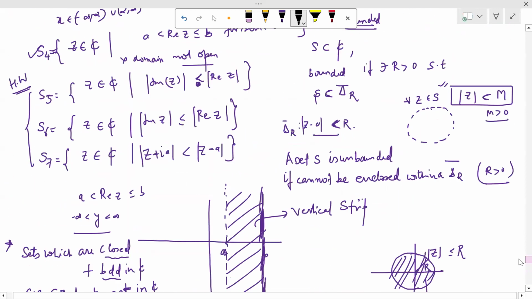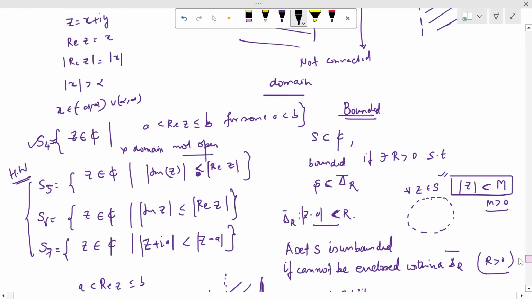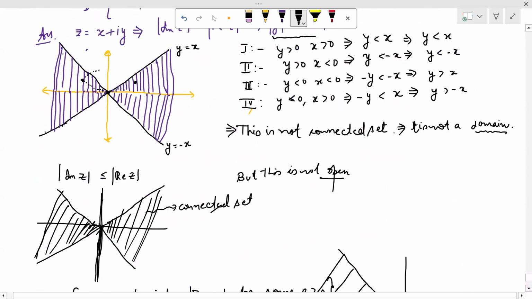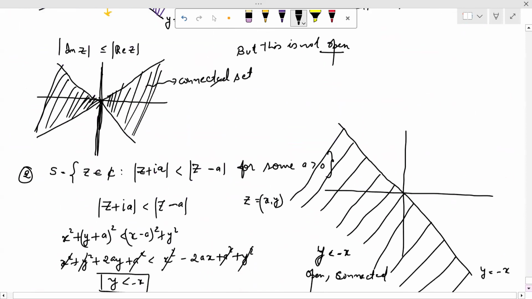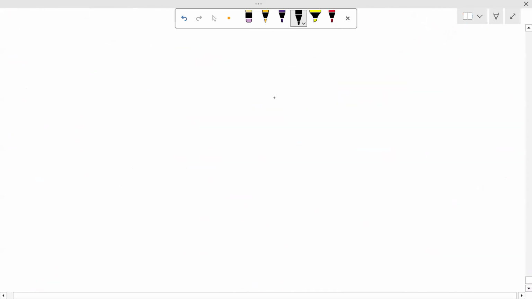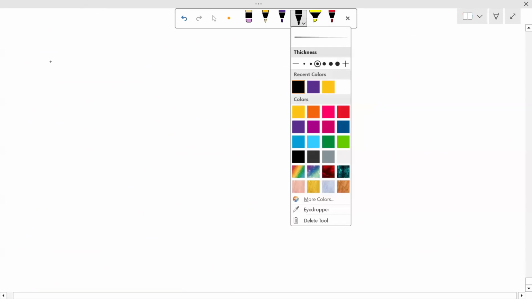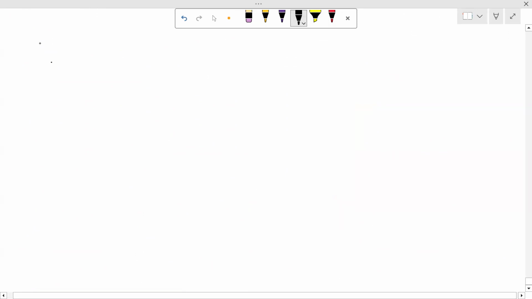I think we have done all these things already. So I gave you this homework. Now let us do a few more questions on domain. Then we'll move on to sequences in the next lecture. What do you think about this region?